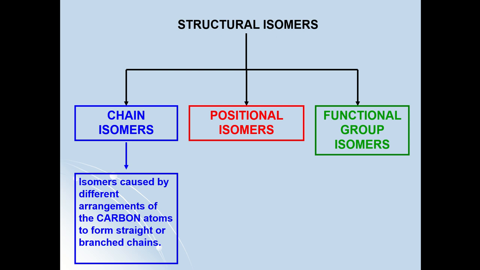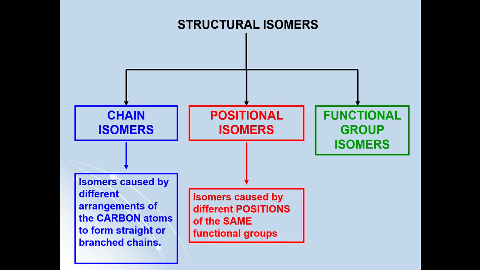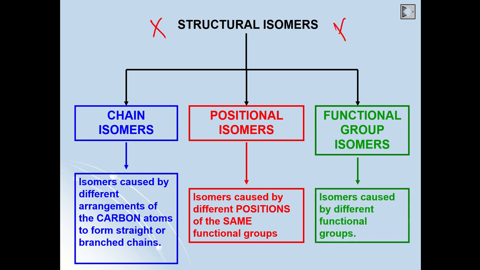But primarily, we're going to look at the chain one, which I've spoken about already, and positional, which I've also spoken about already because I've spoken about structural isomers. Functional group we will get to. So chain isomerism is just very simply isomers caused by different arrangements of the carbon atoms to form straight or branched chains. You should have met straight and branched chain alkanes already. Now it doesn't just apply to alkanes, but it does apply to carbon chains.